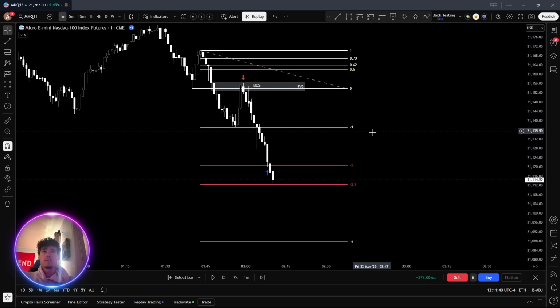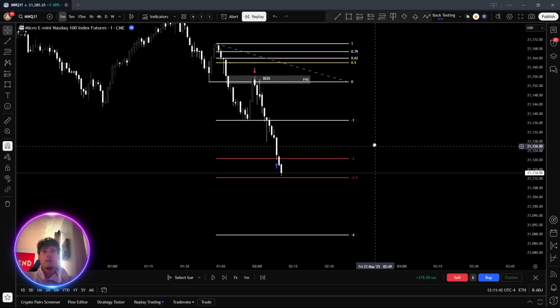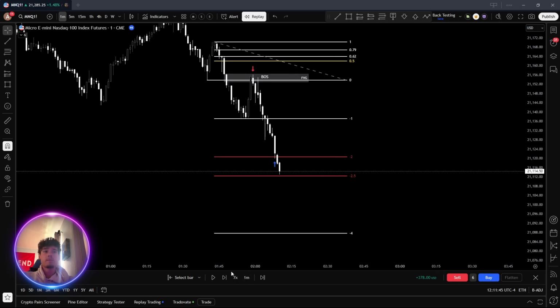So here, as I said before, this is a very strong break. So I would take partials here, and I'd probably hold to a -4 or take full profits right in the middle in this area. So we'll see what would have happened here. There you go.